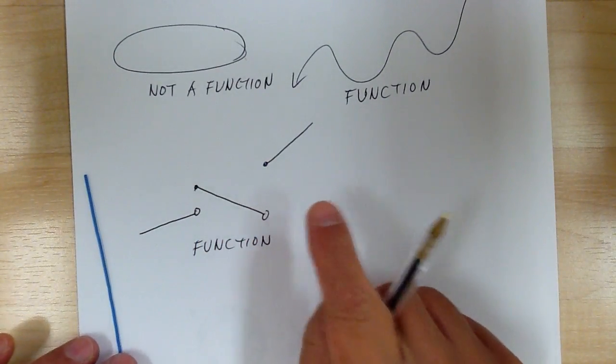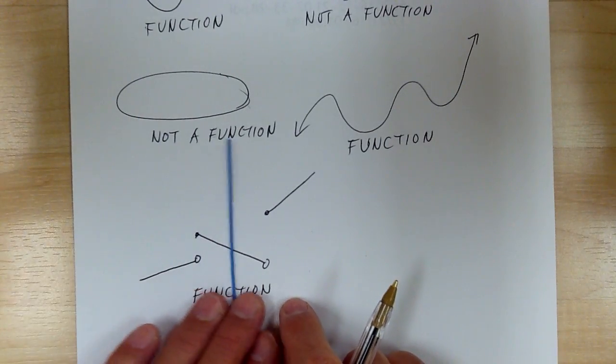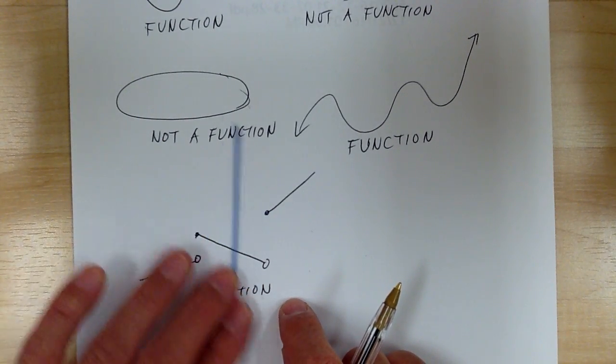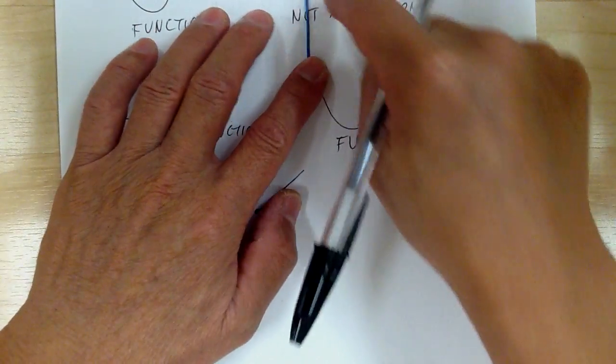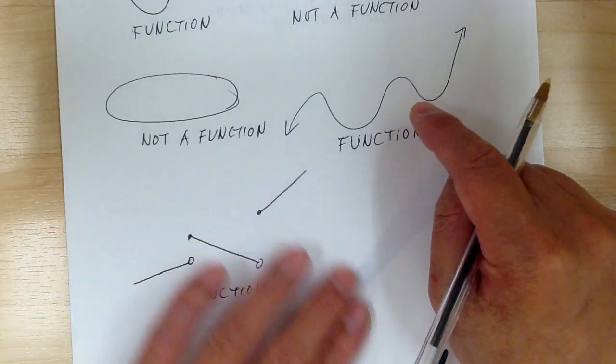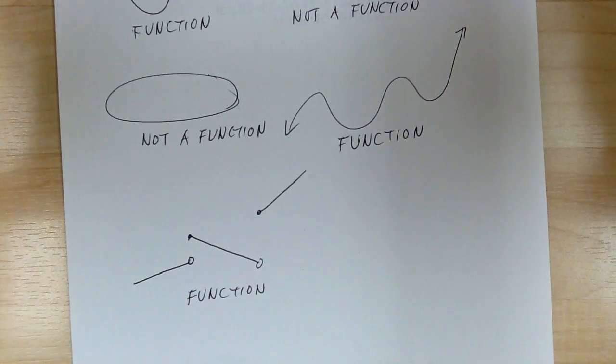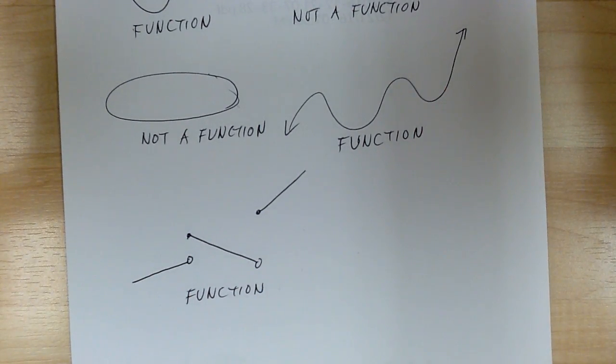So again, it's very easy to tell if it's a function or not by just using the vertical line. Whenever it touches more than 1 point, okay, then it's not a function. So like this one here, it touches more than 1 point. It touches more than 1 point. So whenever it touches more than 1 point at any given time, anywhere on a graph, then it's not a function.